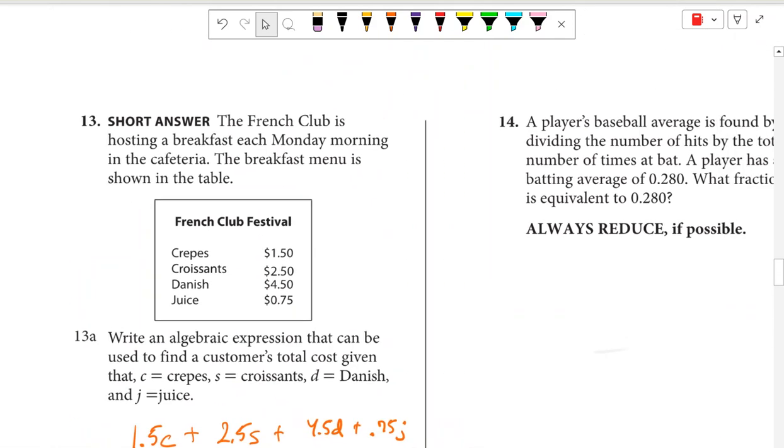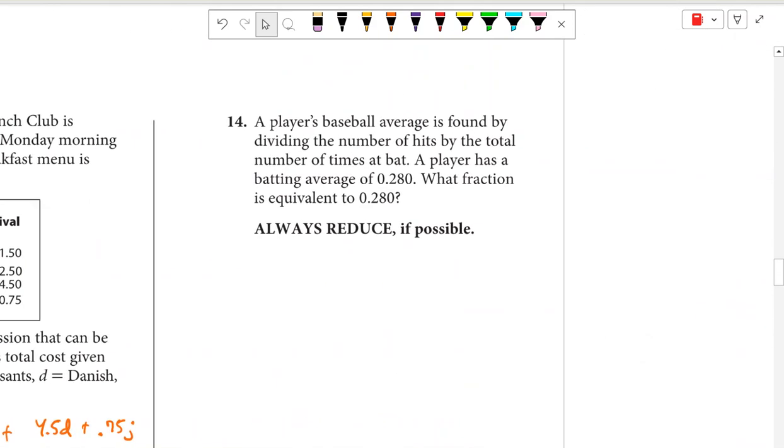On to number 14. A player's baseball average is found by dividing the number of hits by the total number of times at bat. A player has a batting average of 28 hundredths, or 280 thousandths. What fraction is equivalent to 280 thousandths? So we like to just say it out loud, 280 thousandths, so 280 over 1,000. Now we can see very quickly that they are both divisible by 10. So now we can reduce it down to 28 100ths, and we can see again that they're both even numbers.